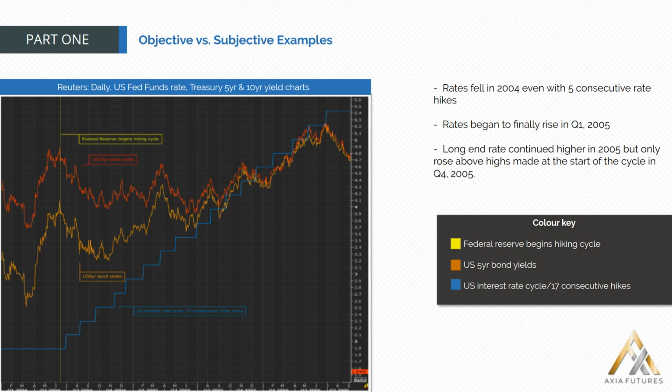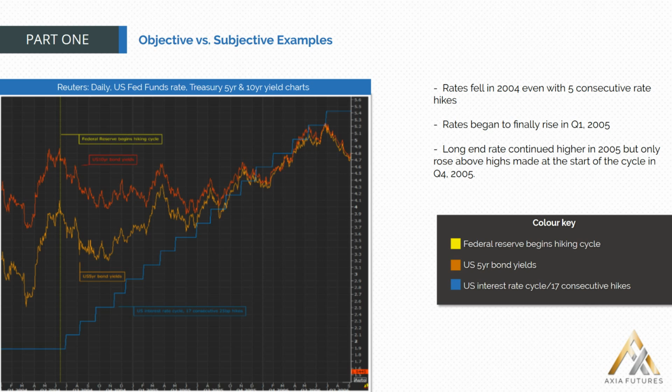As you can see on the chart, we have the blue line which depicts the 17 consecutive rate hikes, or 25 basis point rate hikes, from the Federal Reserve starting in 2004. The orange line is the US 5-year Treasury bond yields. The red line is the US Treasury 10-year yields. Now, as we can see, from the start of the hiking cycle, had you initiated this trade for higher yields, you would have almost instantly gone offside. You would have been losing money for the first 6 months of this trade.